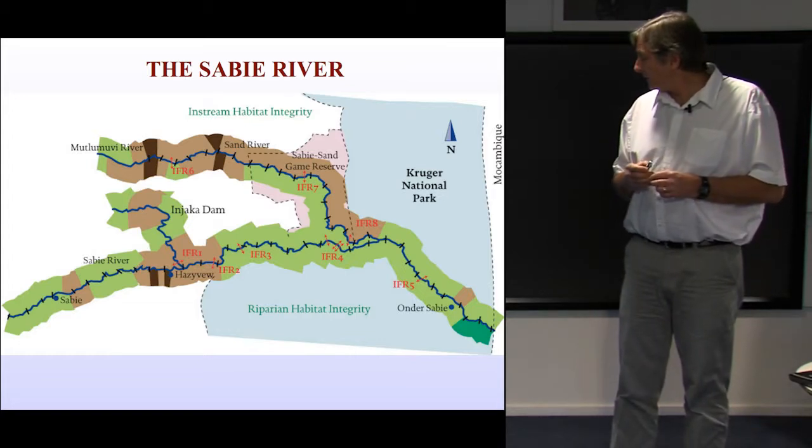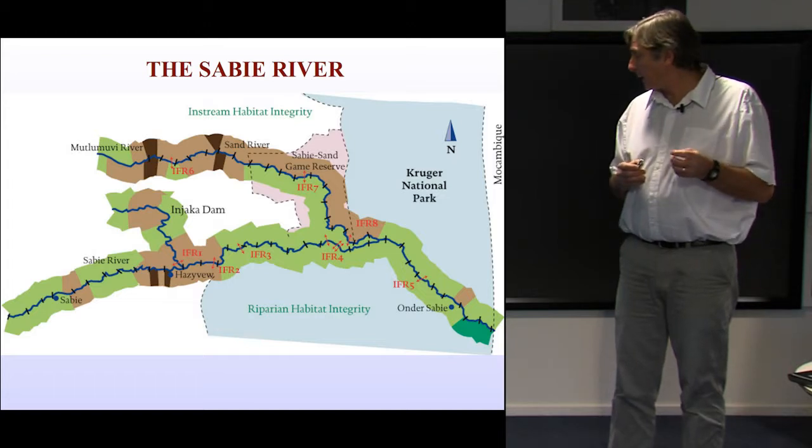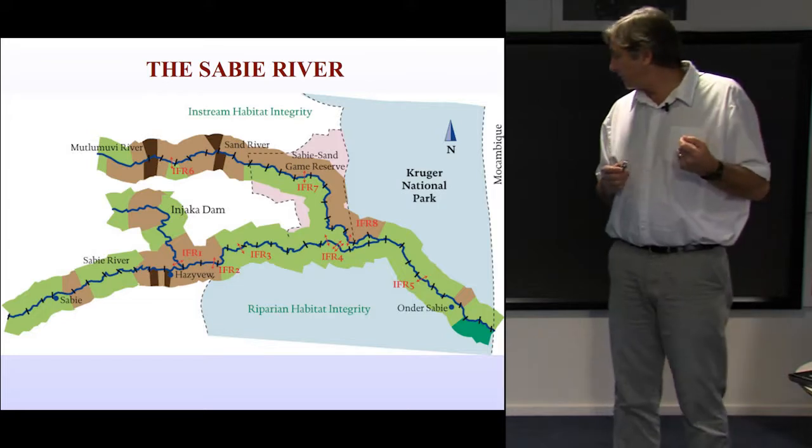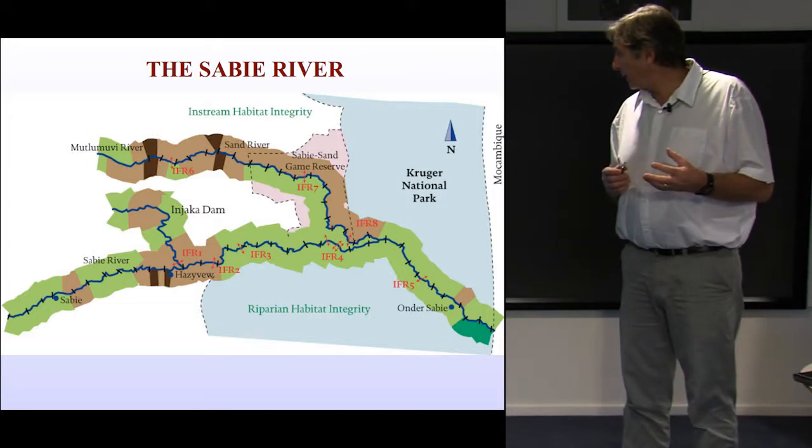And what you can see there is that there's only one part of the riparian habitat which is still in a completely natural condition down near the Mozambique border.